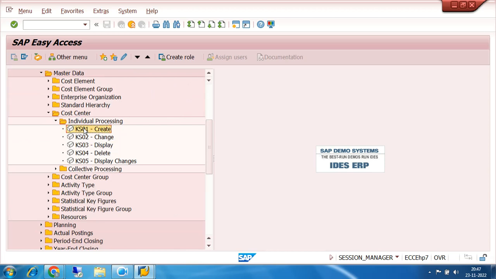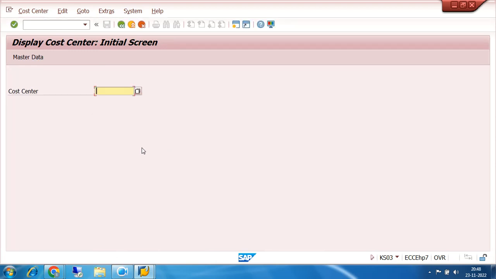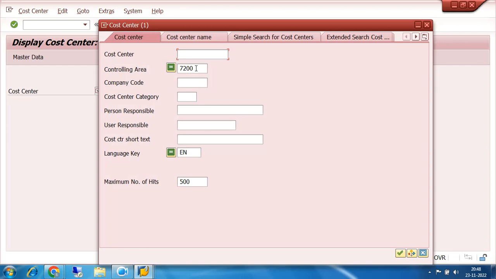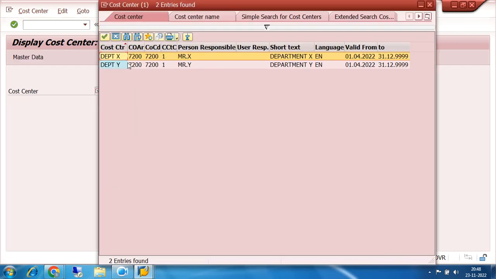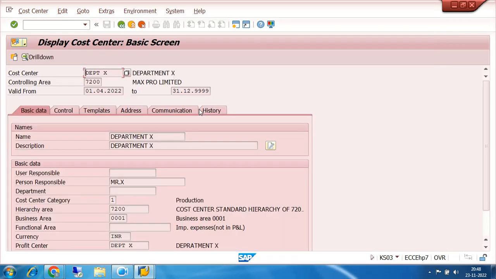KS01 is the creation of cost center. KS02 is the change of cost center. KS03 is the display of cost center. I am putting my controlling area name in the small window, 7200. Then there is a drop down here, so my controlling area is automatically coming. Let us click on continue. See, these are the two cost centers I have created. I am selecting this one and clicking on enter.